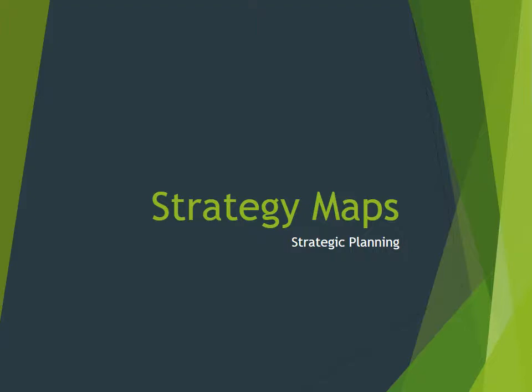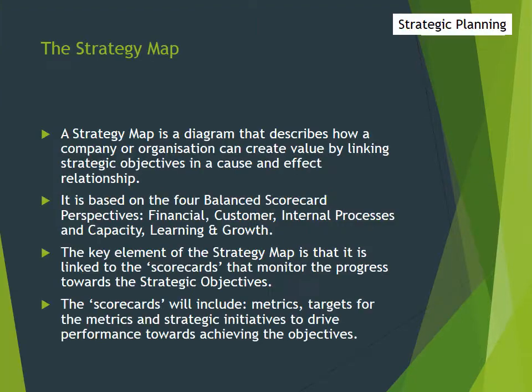a strategy map. Strategy maps can look really daunting and really imposing, but the reality is they're not all that complex. It just takes a little time to apply. Now, it's simply a description or a diagram that describes how your company or organization creates value. And the way you create value is by linking your objectives in some kind of cause and effect relationship. It's based on the four balanced scorecard perspectives of financial, customer, internal, and learning.